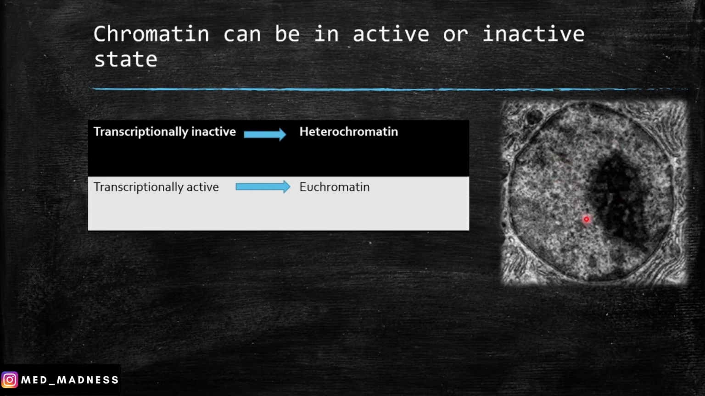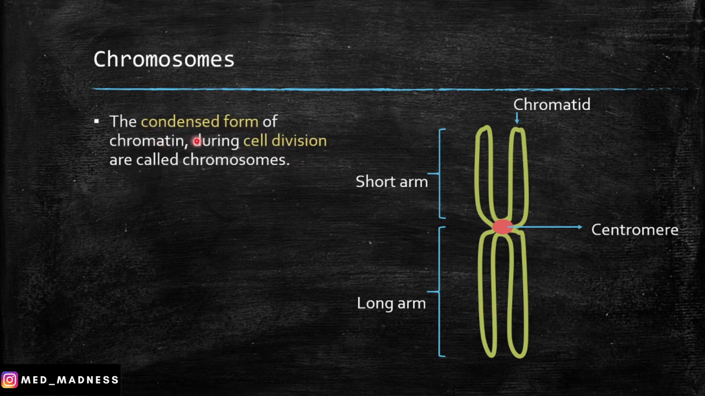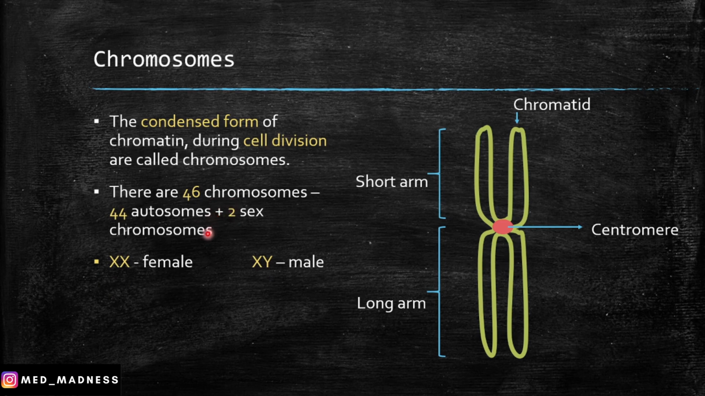So we see about the chromatin here, but when the cell is dividing, the chromatin can be seen having a shape like this. So this is one chromosome. We have 23 pairs of chromosomes like this. So the condensed form of chromatin during cell division is called chromosomes. There are 46 chromosomes, 44 autosomes and 2 sex chromosomes. If it is XX, it is female. If it is XY sex chromosomes, it is male.